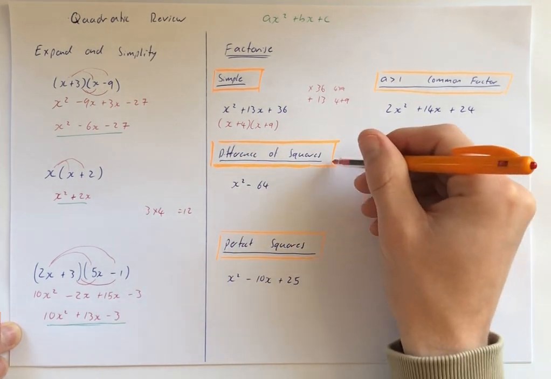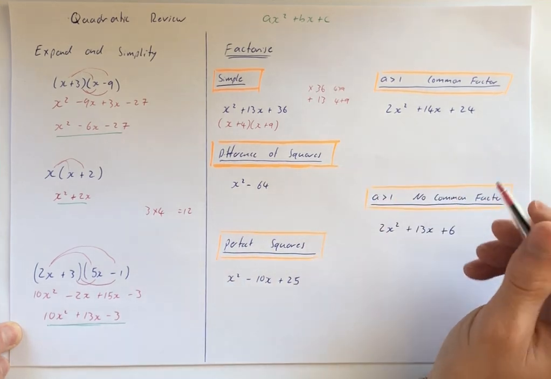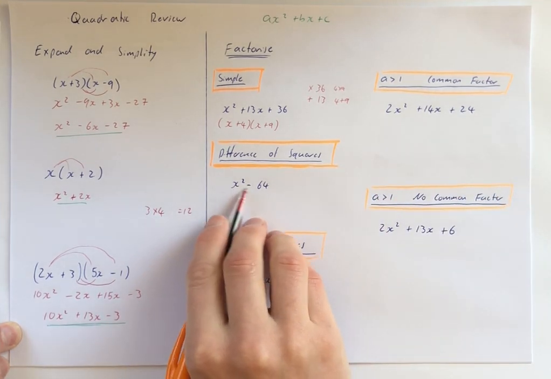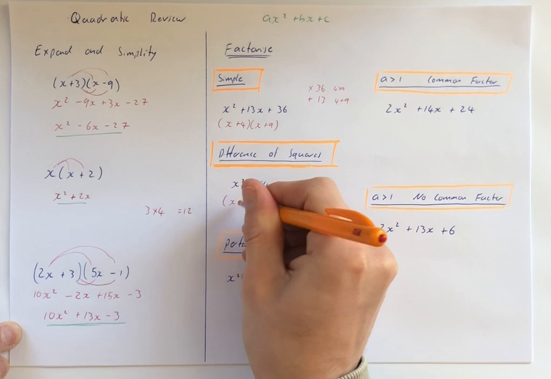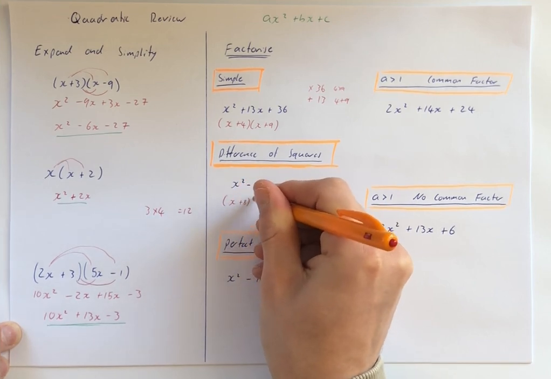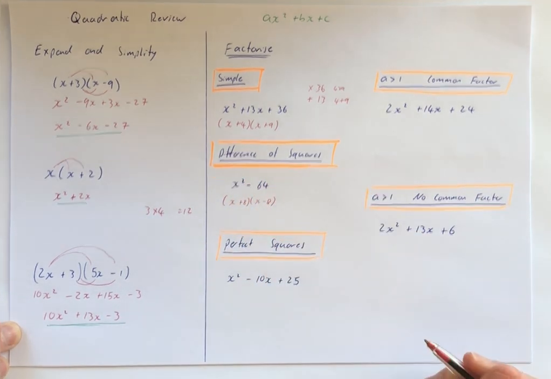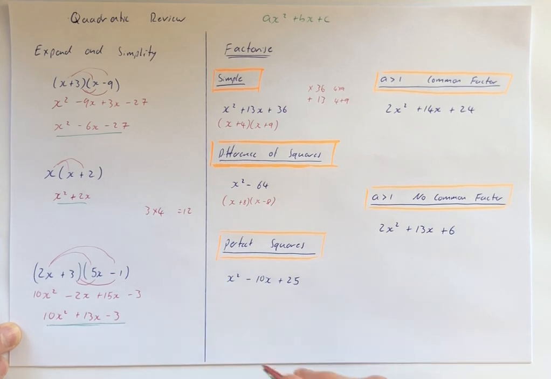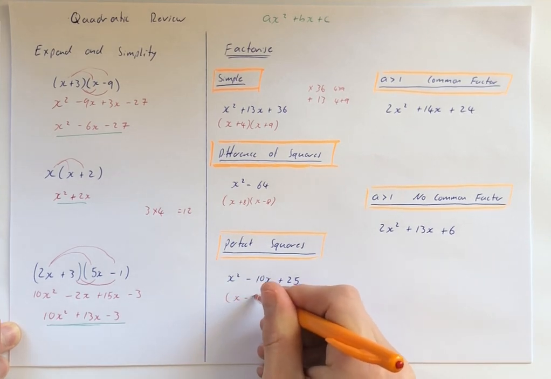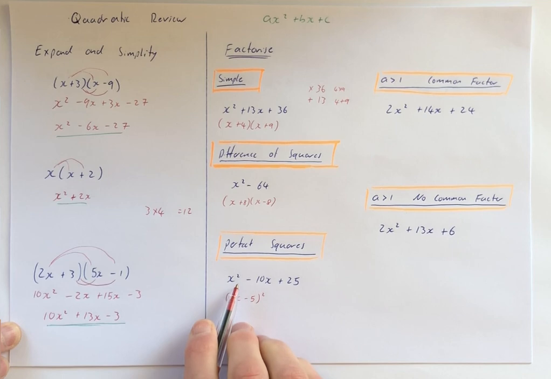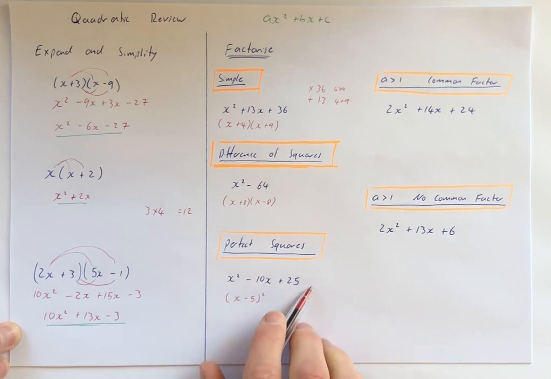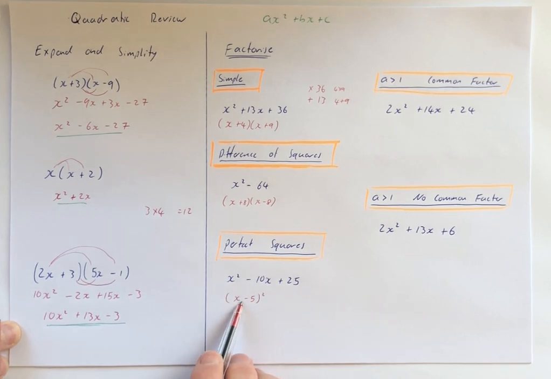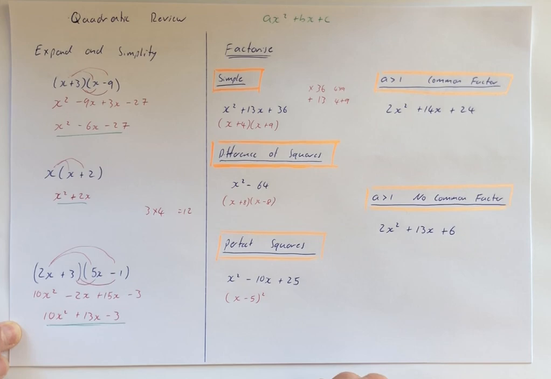We had two special cases of quadratic equations. We had difference of two squares, which factored out to be just x plus 8, x minus 8. And we had perfect squares, which would factorize out to be, if we have x squared minus 10x plus 25, just one bracket squared, because it's a perfect square in that case. So x minus 5 all squared.